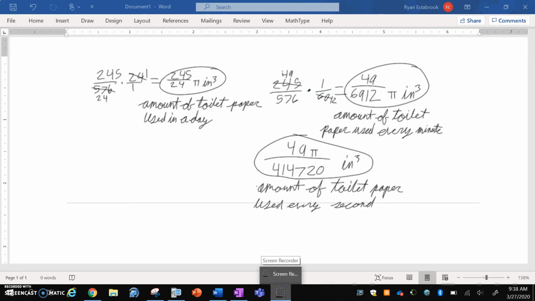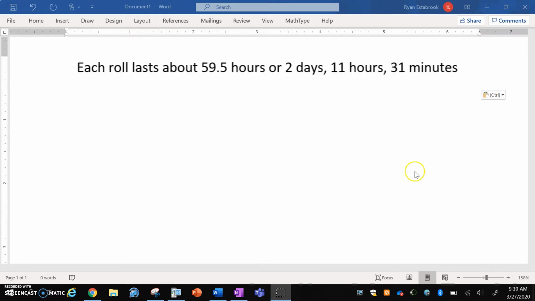Then this is work done by Caroline Anthony, and it gives her answers in a slightly different way. She found out how much toilet paper is used in a day, how much toilet paper is used every minute, and how much toilet paper is used every second. Claire Jennings did the above calculations, and she answered hers a slightly different way. She said that each roll is going to last approximately 59.5 hours, which means each roll is going to last 2 days, 11 hours, 31 minutes.